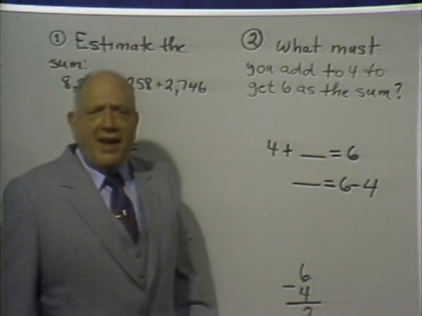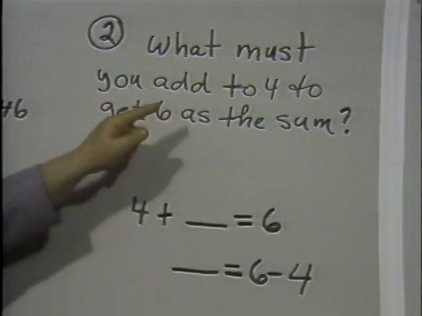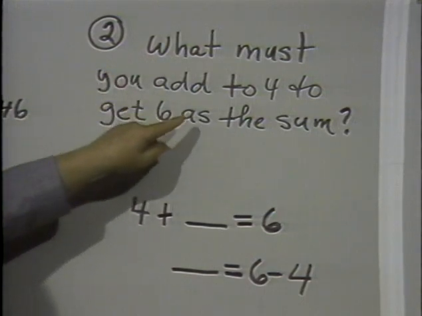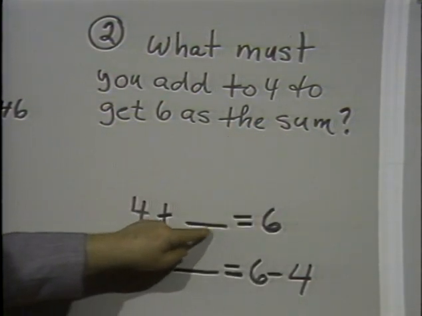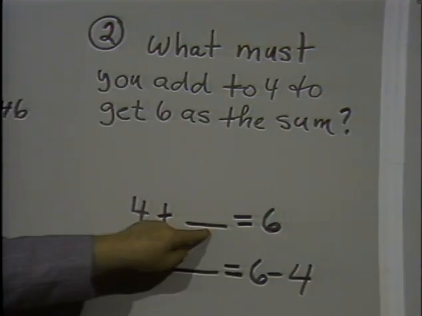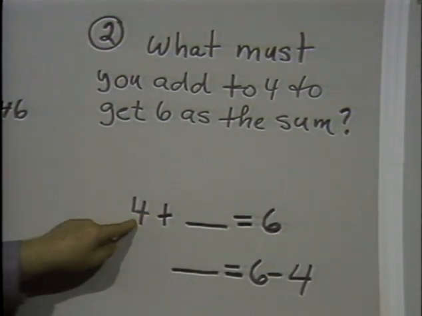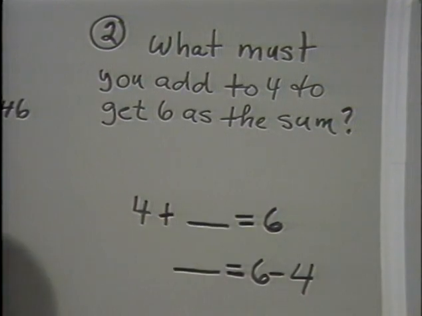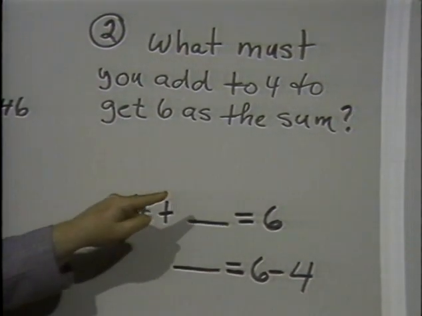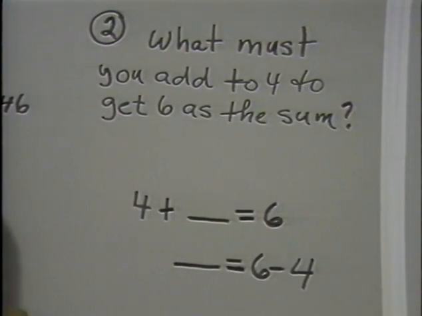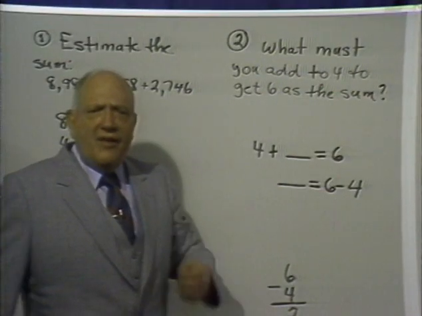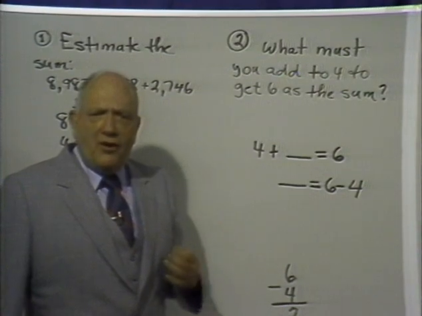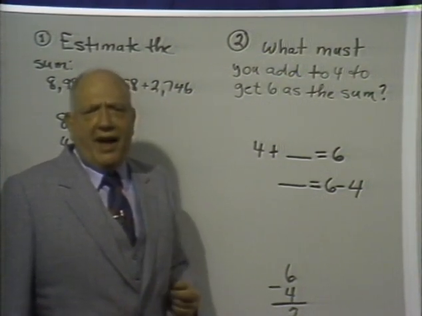Does this problem say add 4 and 6? Read carefully what it says. It said, what must you add to 4 to get 6 as the sum? You see, calling the blank what you must add here, what must you add to 4? 4 plus blank equals 6. See, the most common mistake here is people see the 4, the 6, the word add. They say, hey, that's easy. 6 plus 4 is 10. That's true. 6 plus 4 is 10, but that wasn't the question I asked.